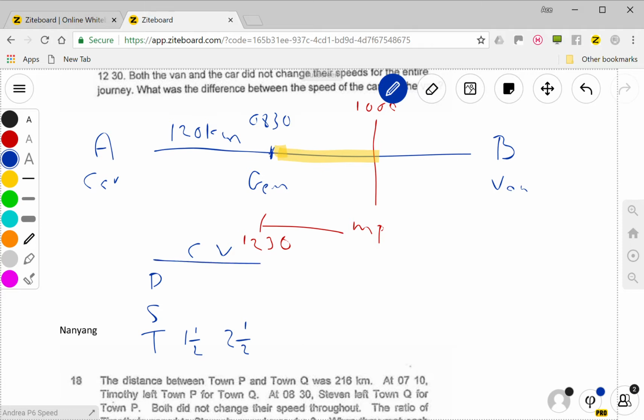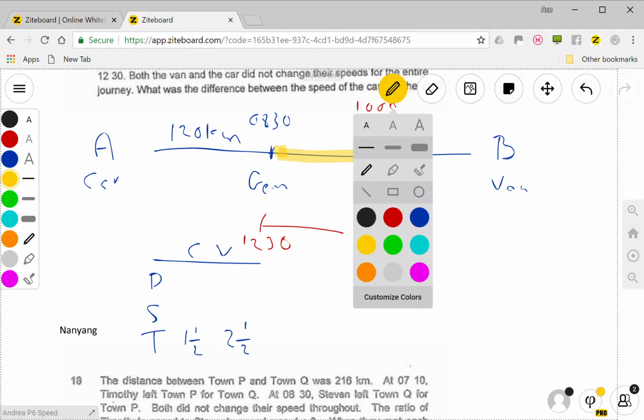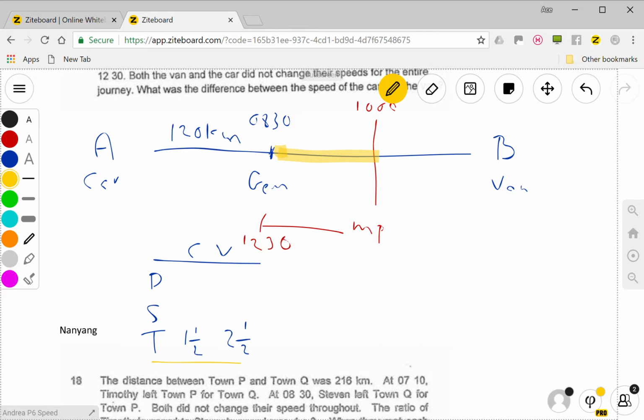So can you deduce something about the speed? Can we deduce something about the speed for the car and the van, just based on this info on the time? Can I deduce something for the speed of the car and the van? Yeah, very good. The ratio between the speed of the car and the van is actually 5:3.